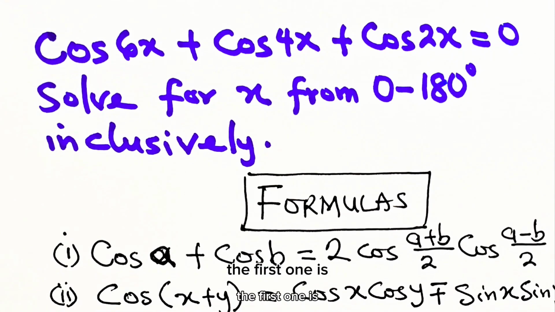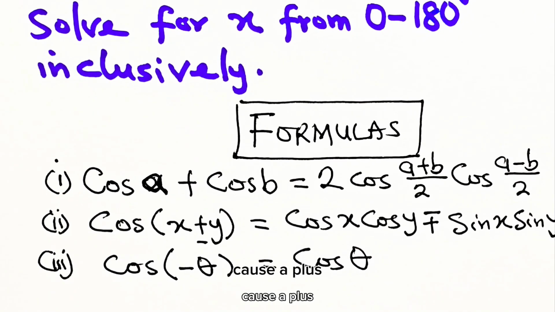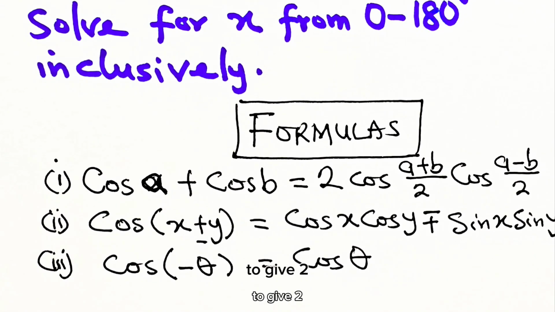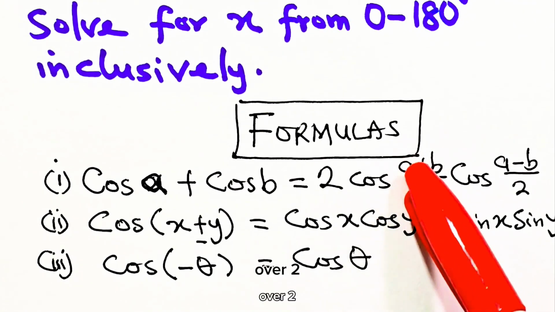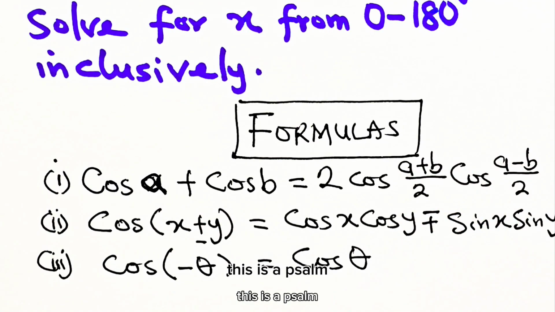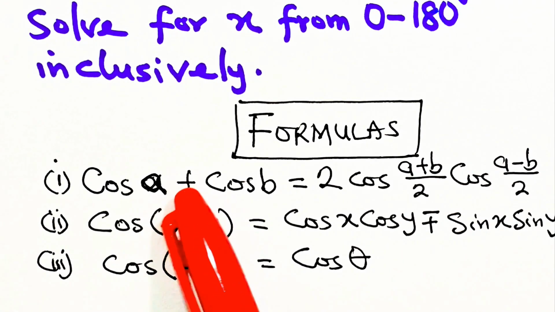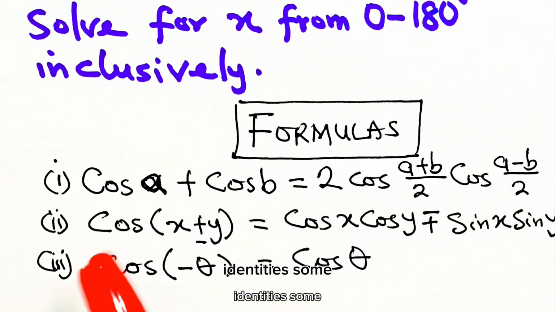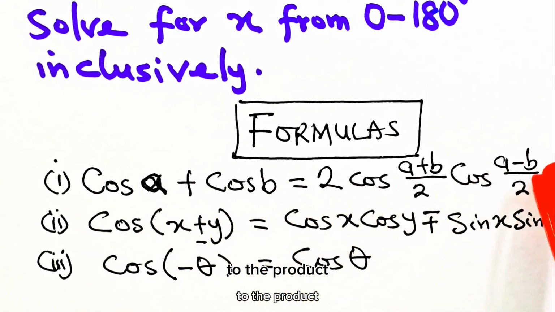The first one is cos A plus cos B to give 2 cos (A plus B) over 2, cos (A minus B) over 2. This is the sum to the product identities.